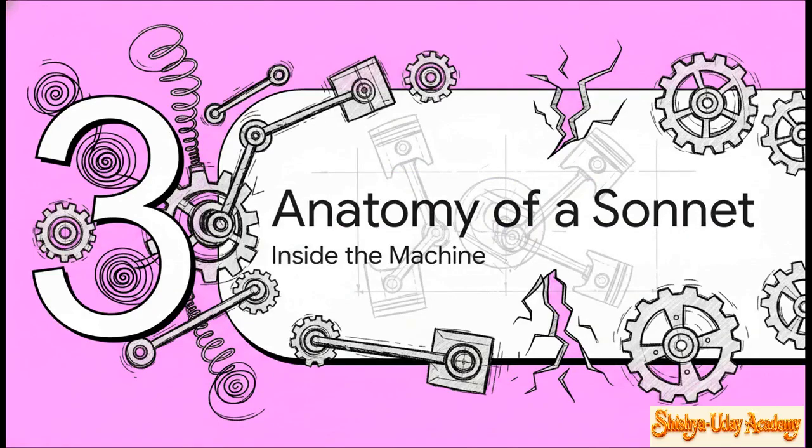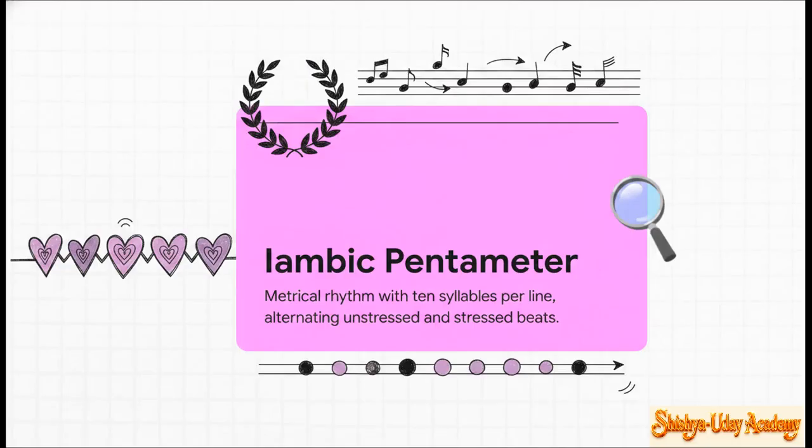Moving on to part 3, anatomy of a sonnet, inside the machine. So how do you actually build one of these things? Well, it all starts with the fuel, which in traditional English sonnets is almost always what we call iambic pentameter. This is a highly specific metrical rhythm. It has exactly 10 syllables per line, alternating perfectly between unstressed and stressed beats. Think of it like a steady human heartbeat, ba-bum, ba-bum, ba-bum, ba-bum, ba-bum.